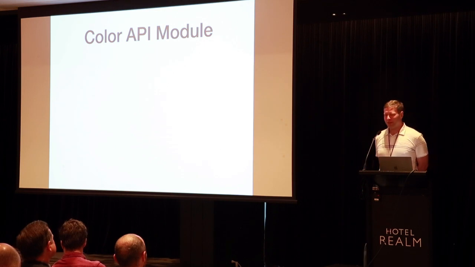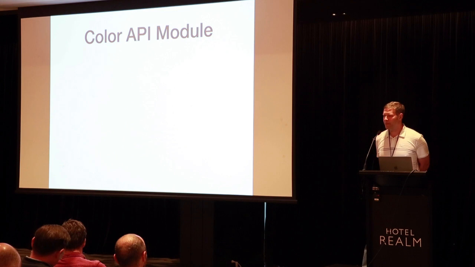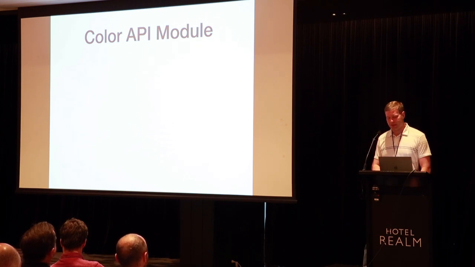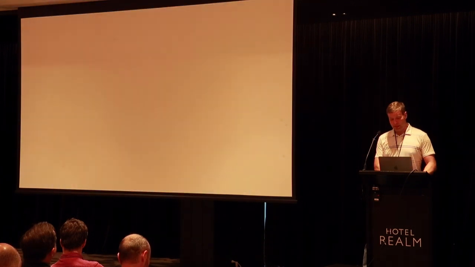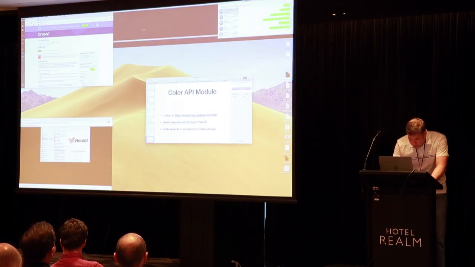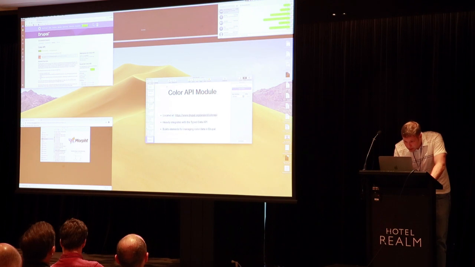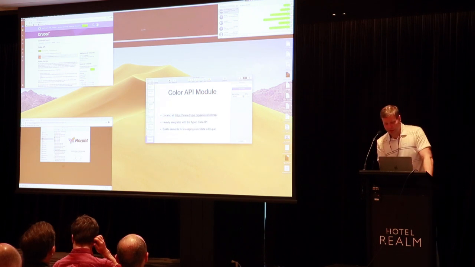So this module is kind of two things. One, it's an API for managing colors within Drupal, but also for me, it's an example of how to build things using the TypeData API at its base level. So this module is at this URL, and I think I loaded that up in preparation. But that's not going to happen. So anyways, this module does exist.